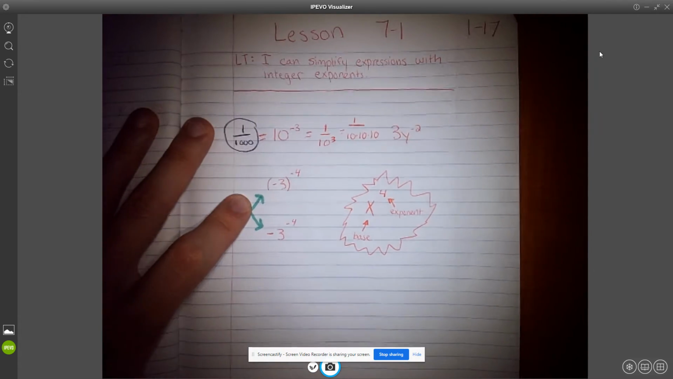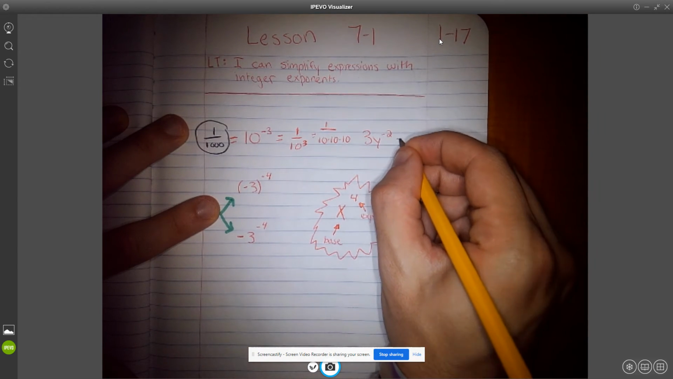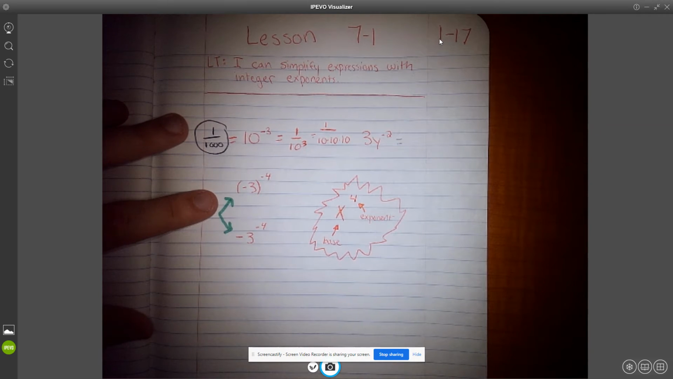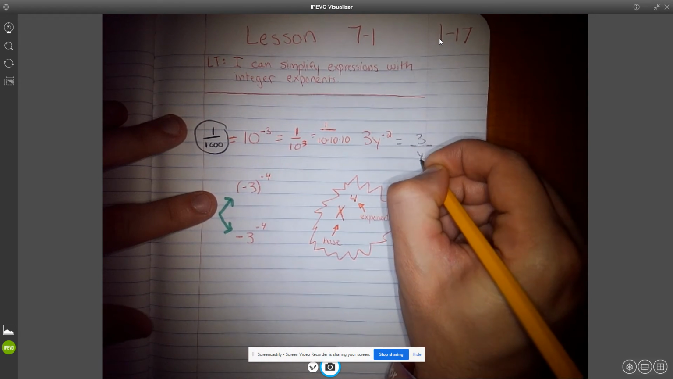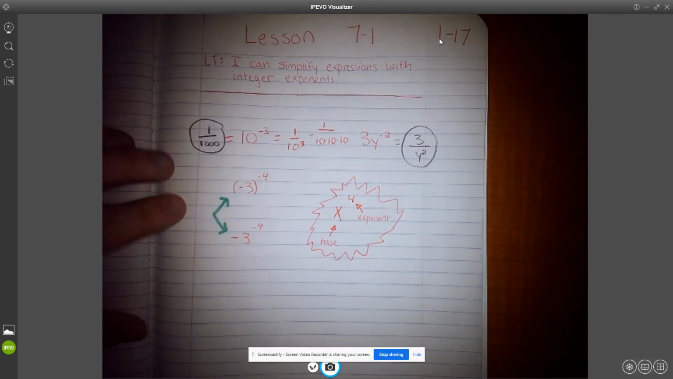Same thing over here. We got 3y to the negative 2. So we're going to convert this. Anytime we have that negative exponent, that's going to go on our denominator, or vice versa. If it's already on our denominator, it can go to our numerator. So this would be 3 over y squared. And we can't simplify that anymore.